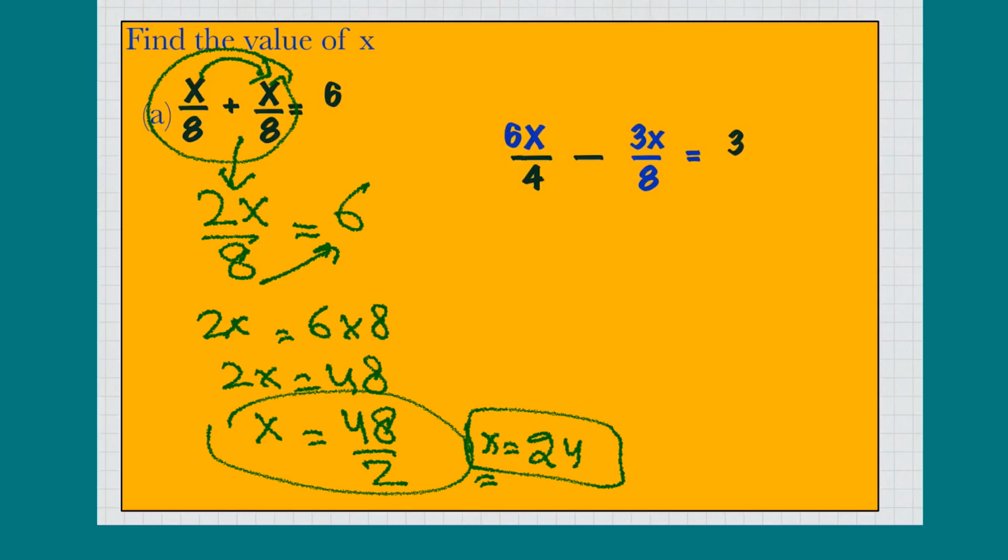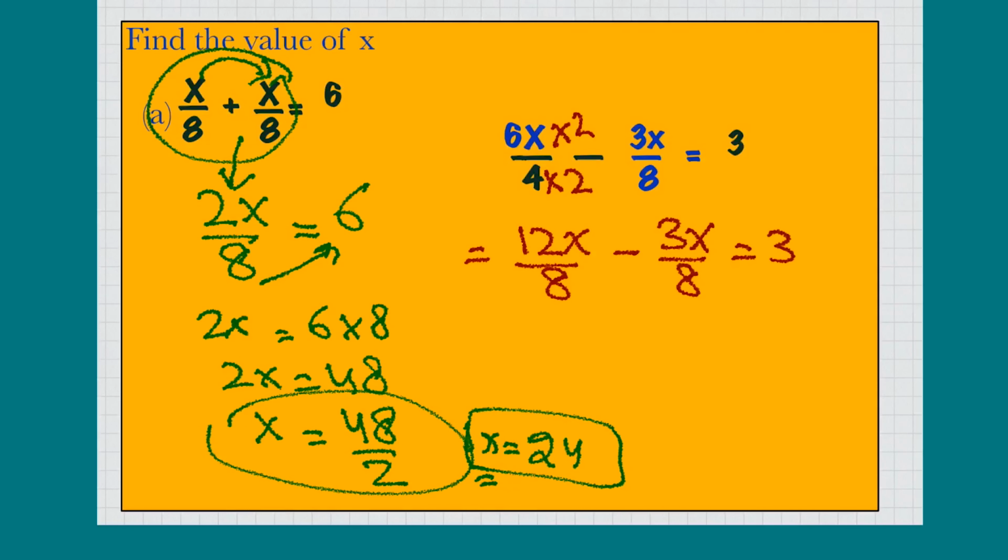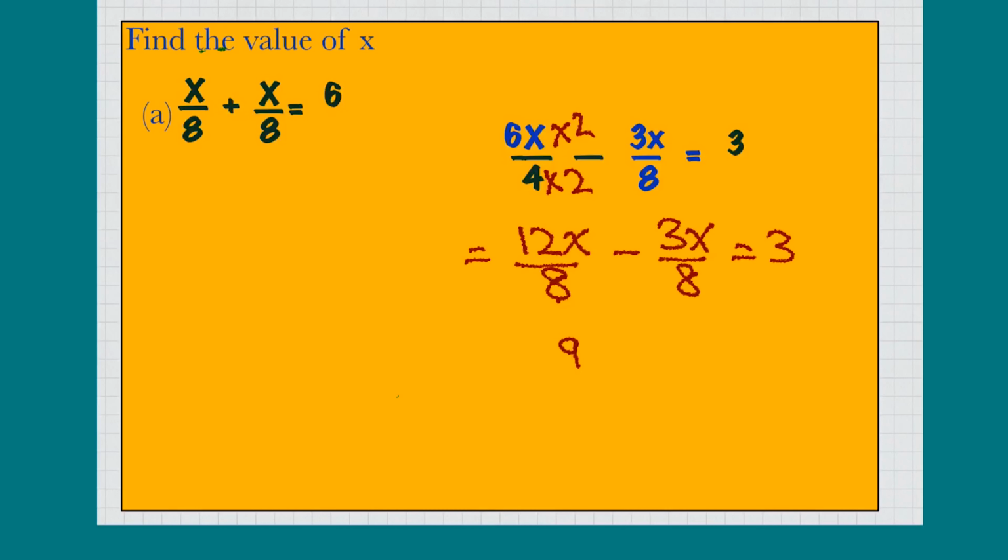For the next one, now we have different denominators, not like denominator fractions. So what we first do is we make them into the same ones. 4 times 2 times 2 with the top and bottom. We will have 12x over 8 minus 3x over 8 equals 3. Like denominators, we can just simply subtract the 3x from 12x. Gives us 9x over 8 equals 3.